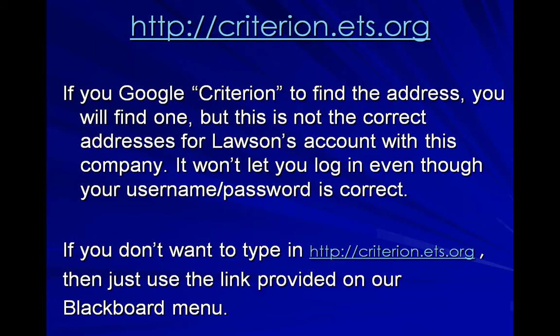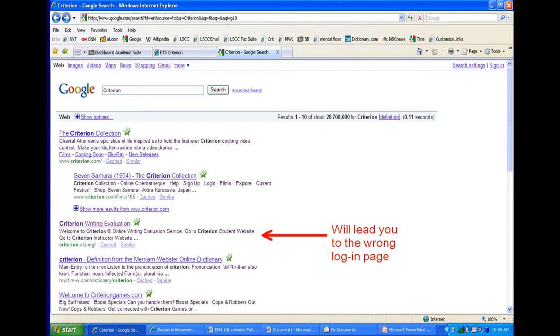If you Google the term Criterion, you will find many results, but if you just automatically click the first one that you find, it will go to a site that looks very much like the login page, but it won't work for you. So avoid trying to get to Criterion by simply Googling for it. The best policy is to just use a link provided by your instructor or to type in the address.